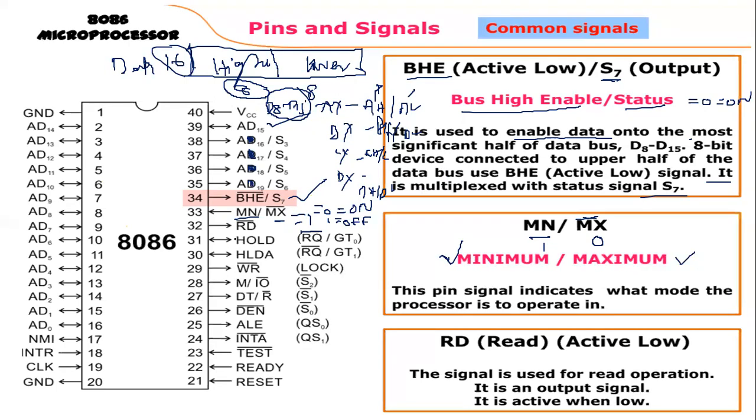The next signal is the read bar, RD bar. RD bar equal to 0 is the read. As I said, when any signal has a bar, it works as negative logic, nothing but 0 is on, 1 is off. So this read signal is used for reading.